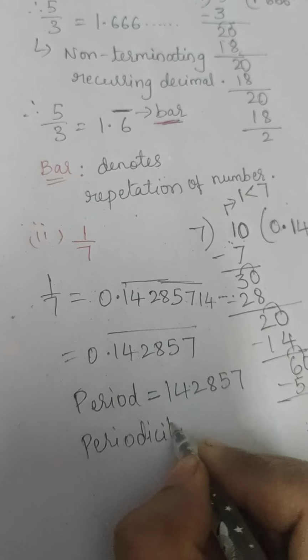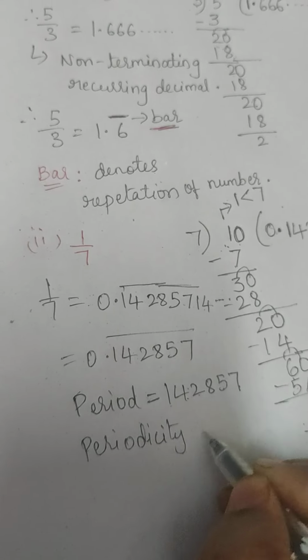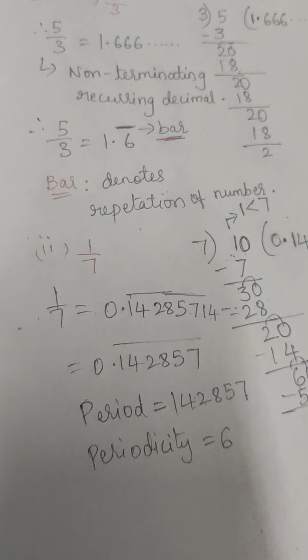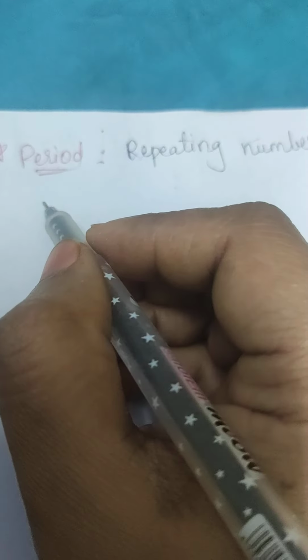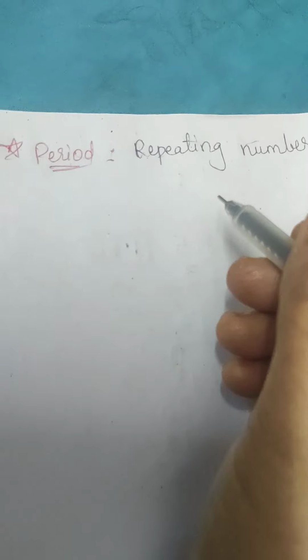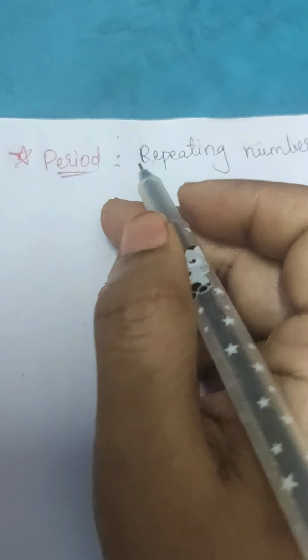And its periodicity will be, how many are there here? 1 2 3 4 5 6. 6 will be its periodicity. We will see them clearly now. Period is the repeating number or numbers. The set of digits which repeats in a non-terminating recurring decimal is called the period. Repeating numbers are the period.